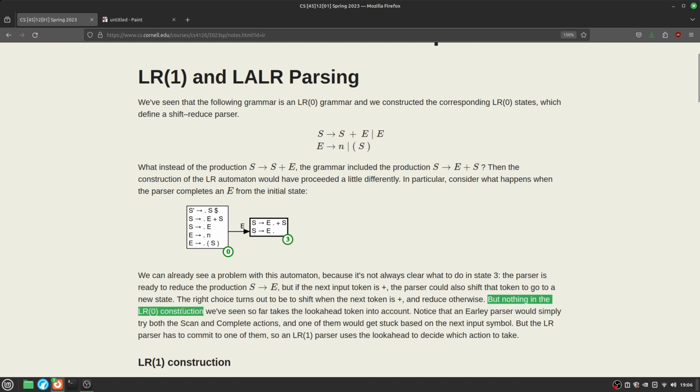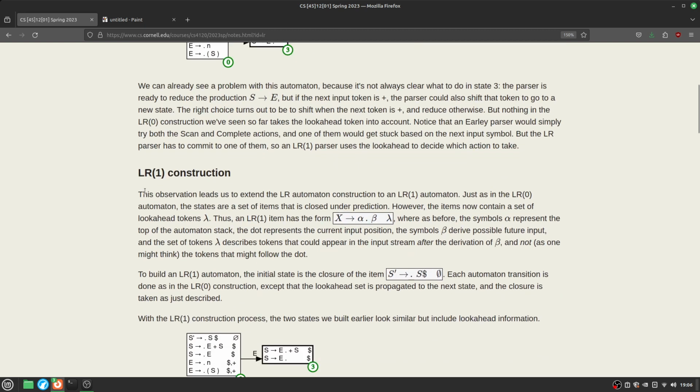But nothing in the LR0 construction we've seen so far takes the look-ahead token into account. Notice that an Earley parser would simply try both the scan and complete actions, and one of them would get stuck based on the next input symbol. But the LR parser has to commit to one of them. So an LR1 parser uses the look-ahead to decide which action to take. This observation leads us to extend the LR automaton construction to an LR1 automaton. Just as in the LR0 automaton, the states are a set of items that is closed under prediction.